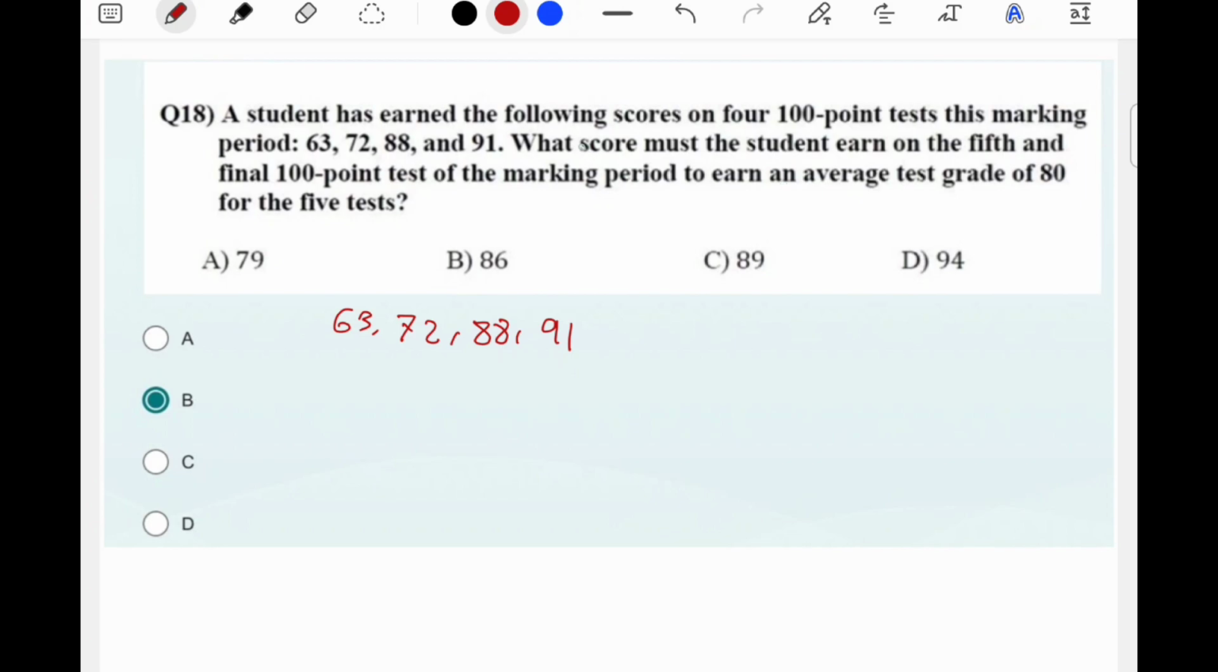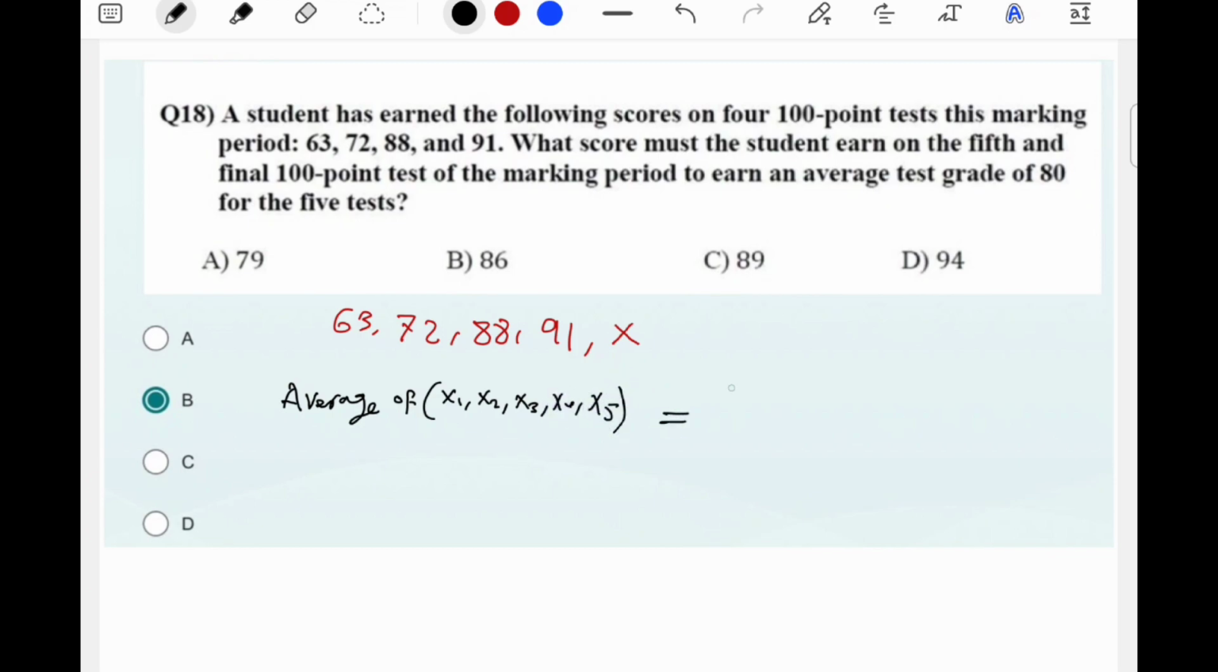And then it's asking what score must the student earn on the 5th final. So we need to know what the 5th score value is so that the average test grade is 80 of these 5 tests. So let's first write the average formula of 5 scores: x1, x2, x3, x4, x5.